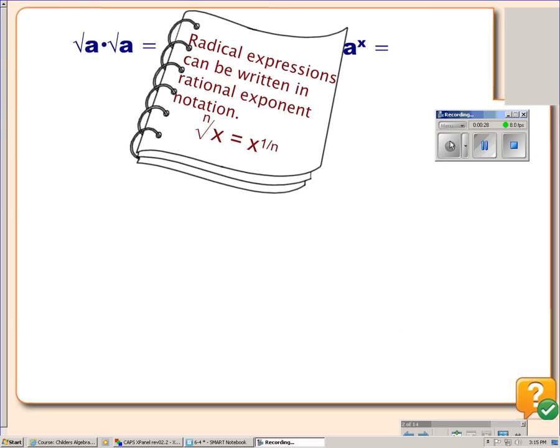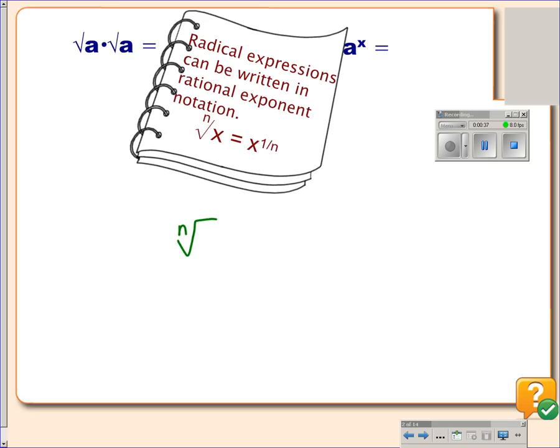Radical expressions can be written in exponent notation in this way. If you have the nth root of some number, x, it can be written as x to the 1 over n power. For example, the square root of 5 can be written as 5 to the 1/2 power, or the square root of 4 can be written as 4 to the 1/2 power. That's what we're dealing with in this lesson.